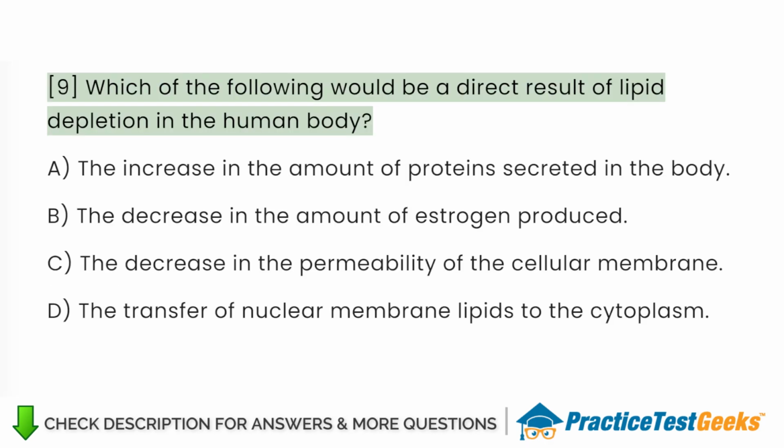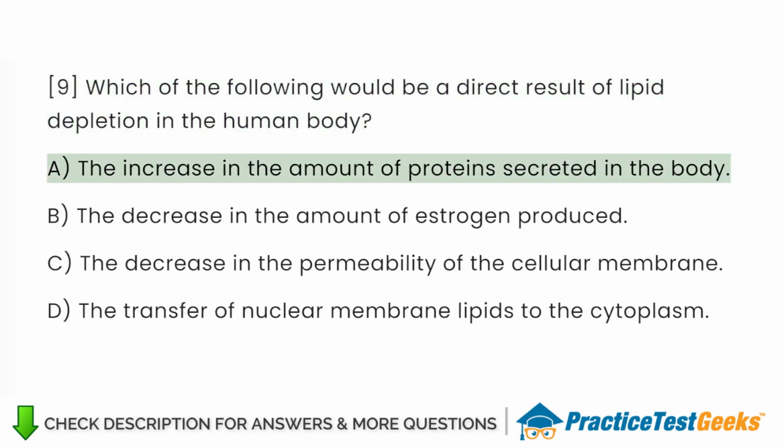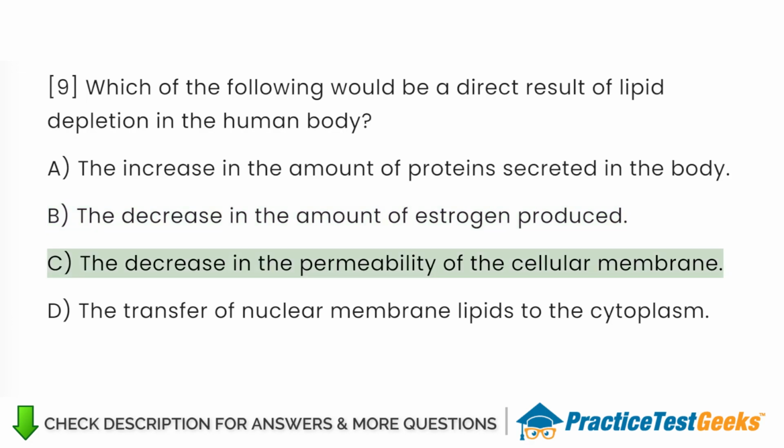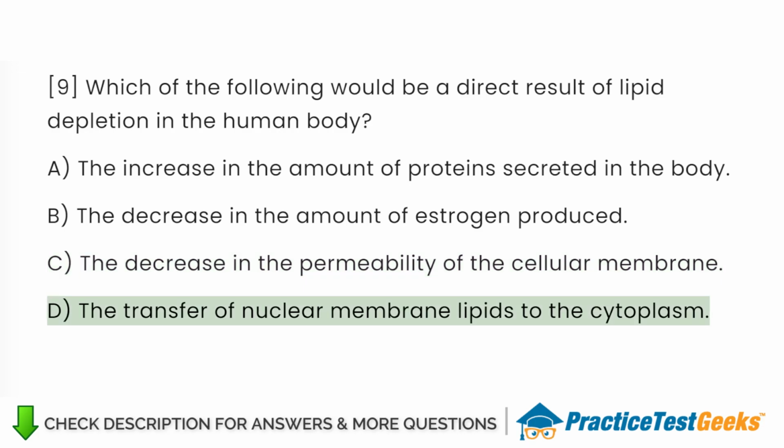Which of the following would be a direct result of lipid depletion in the human body? A. The increase in the amount of proteins secreted in the body, B. The decrease in the amount of estrogen produced, C. The decrease in the permeability of the cellular membrane, D. The transfer of nuclear membrane lipids to the cytoplasm.